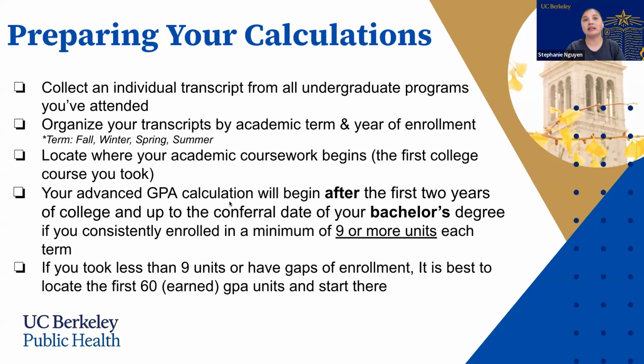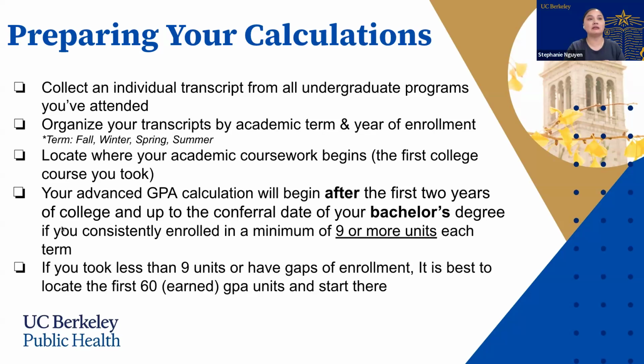Your advanced GPA calculation will begin after the first 2 years of college up until the conferral date of your bachelor's degree. So a common question that we get is, do I include my graduate program, or do I include a course that I've taken after completing and earning my bachelor's? No, you will only include coursework that was completed to earn your bachelor's degree.